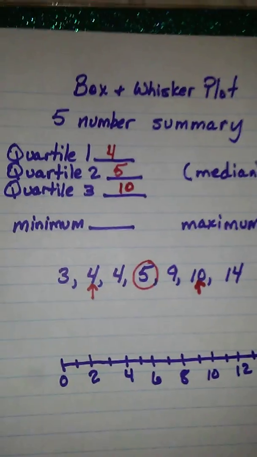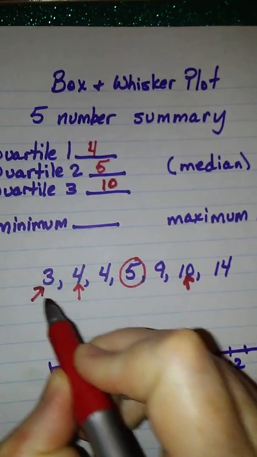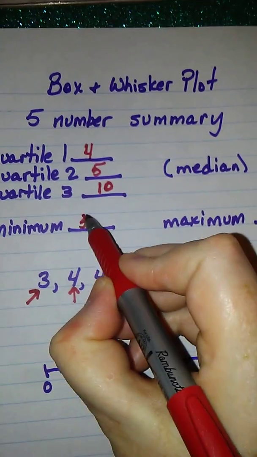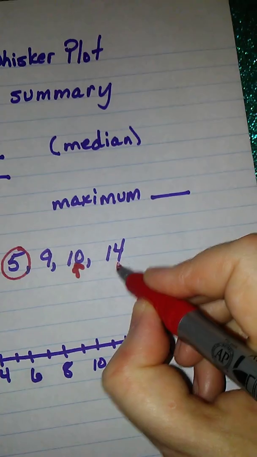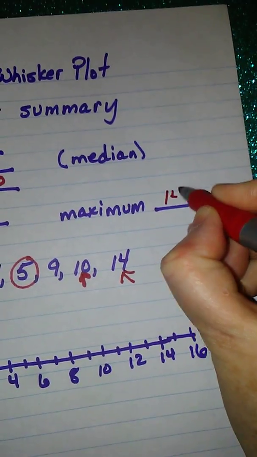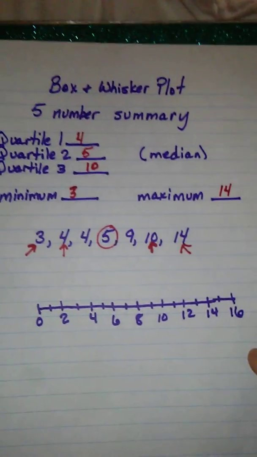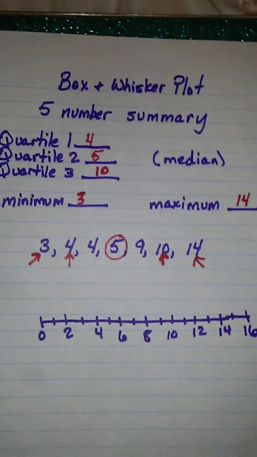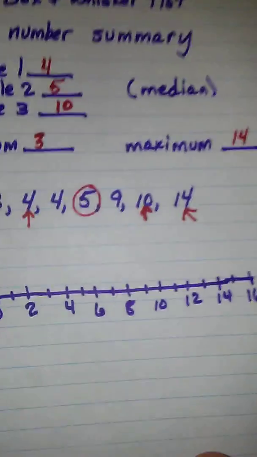Now we're going to find the minimum and the maximum. The minimum is the lowest number, which is 3. The maximum is the highest, or greatest, number, which is 14. So now we have found our 5-number summary, and now let's plot it and make a box and whisker plot. This is how we do it.